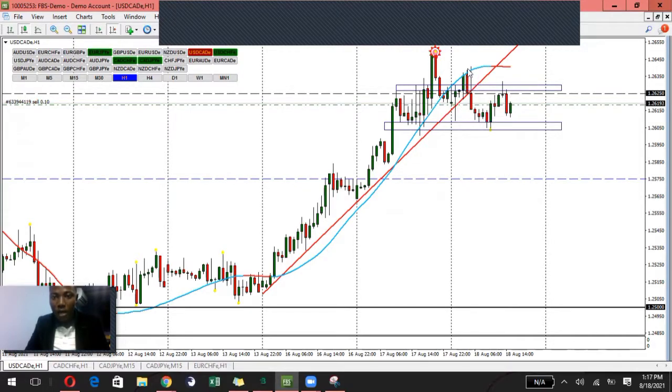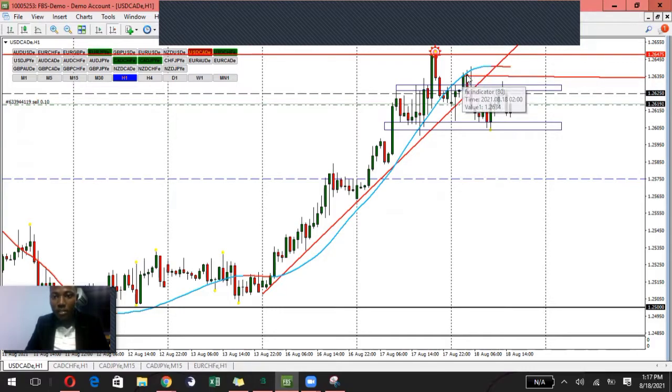Now this is a lower high because the market fails to give us a high that exceeds our previous high. This is our previous high. The market giving us a lower high now. It's a tendency that this market is now in a downtrend. The market is now in a downtrend.